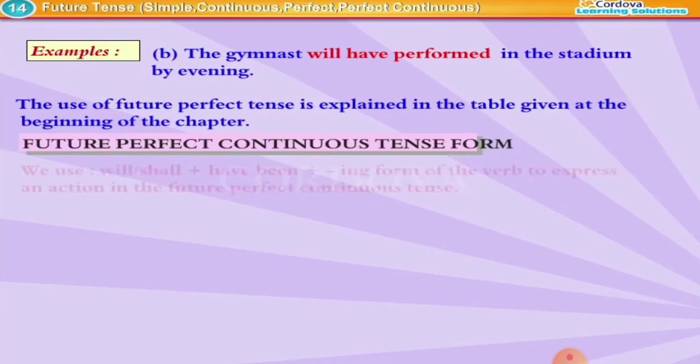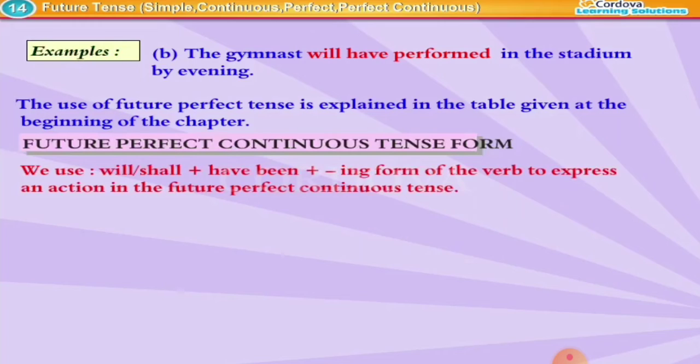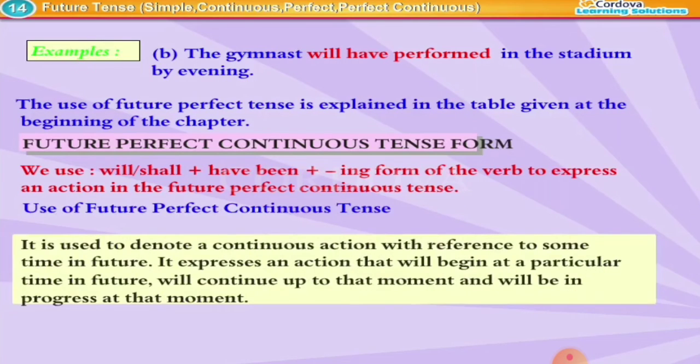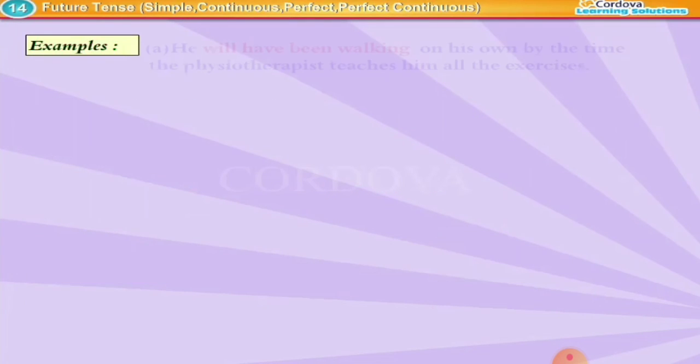Future perfect continuous tense form. We use will, shall plus have been plus ing form of the verb to express an action in the future perfect continuous tense. Use of future perfect continuous tense: it is used to denote a continuous action with reference to some time in future. It expresses an action that will begin at a particular time in future, will continue up to that moment, and will be in progress at that moment.